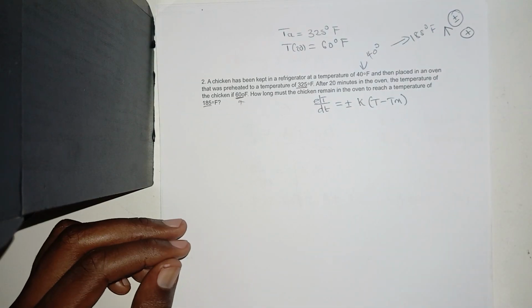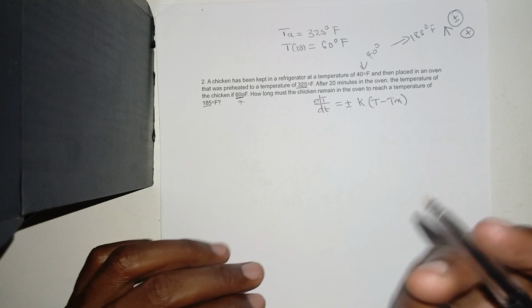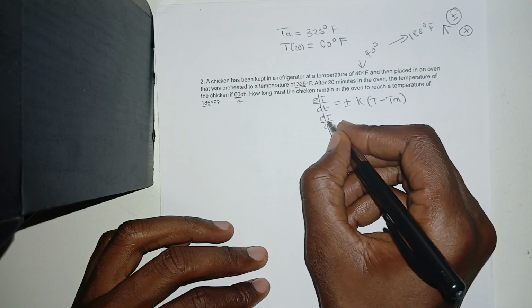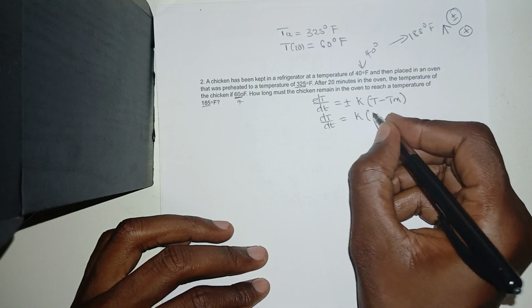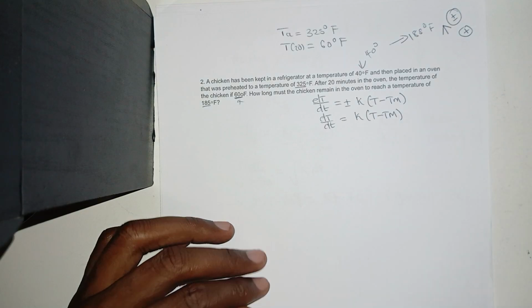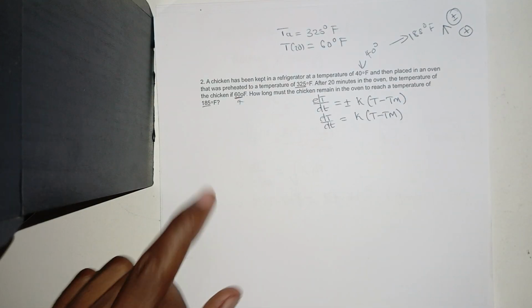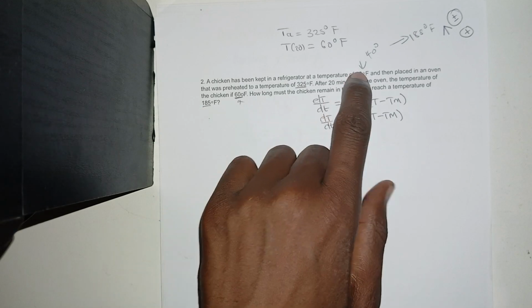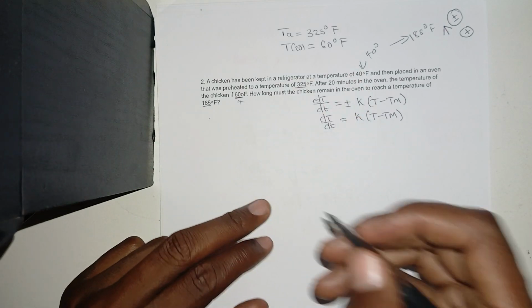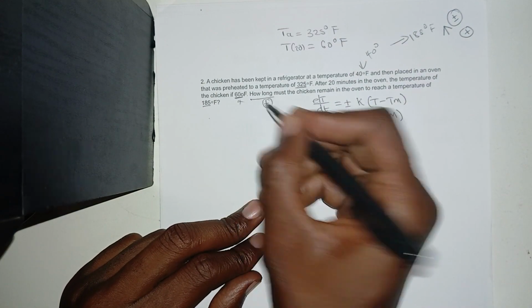We always have to start by writing it. Now we wrote it, and we have to take it to the one that we need to use. This is the one that we need to use. We're not going to use minus because it's increasing from 40 to 185. When they ask how long, that means they're asking for time.